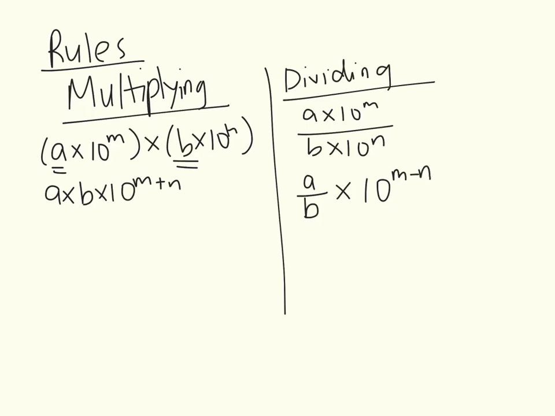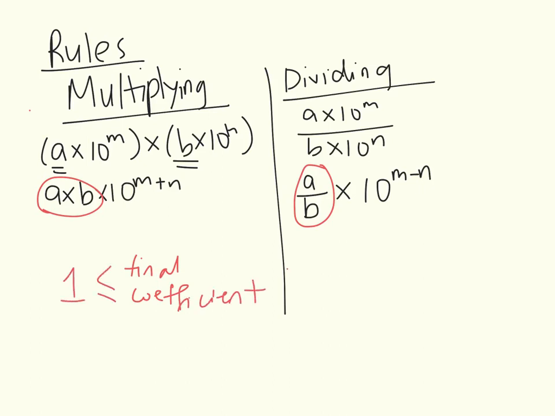And before you simplify this, you have to make sure that the coefficient of your answer, a times b or a divided by b, the final coefficient, has to be greater than or equal to 1 and less than 10. And to find out how we can convert the numbers into scientific notation, please refer to my previous examples or my video on writing in scientific notation.